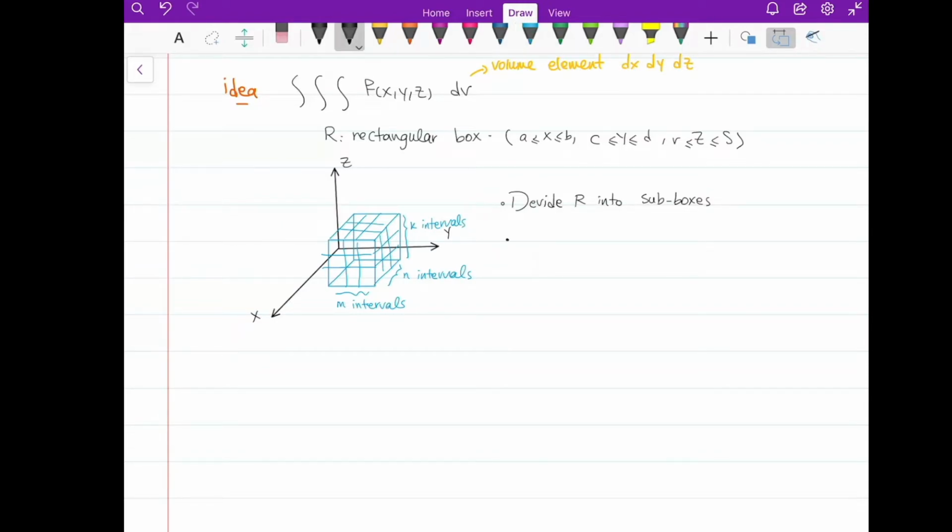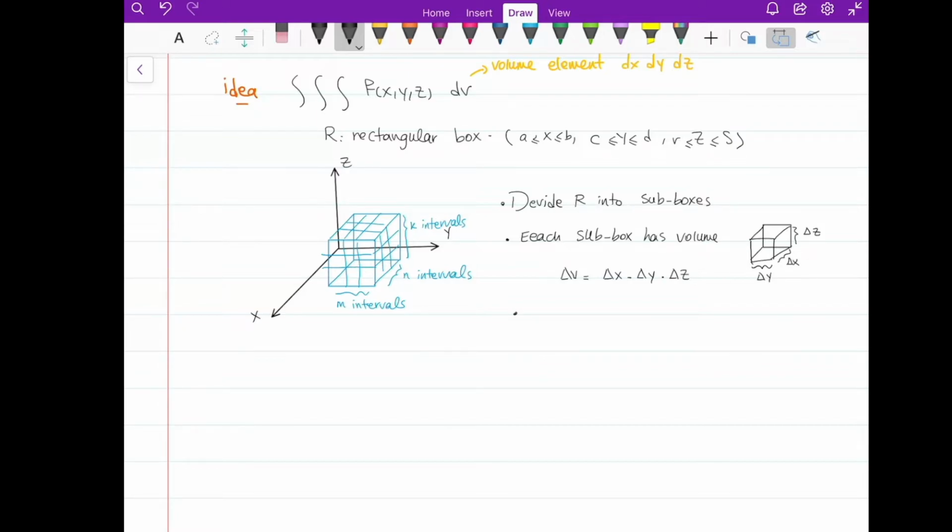So when we do it, each sub box has a volume. And what is the volume? Let me grab one of the small boxes. Okay, and then this side is delta y, this side is delta x, and this side is delta z. So delta V would be delta x times delta y times delta z. That's the volume of each of these small boxes that we have in here.